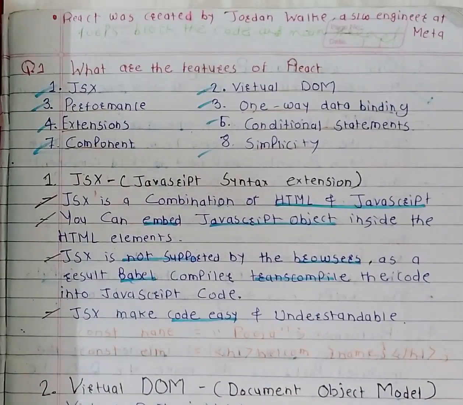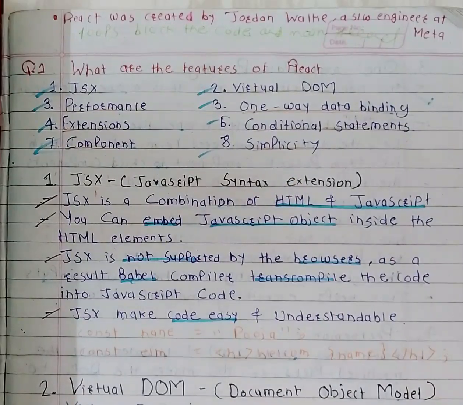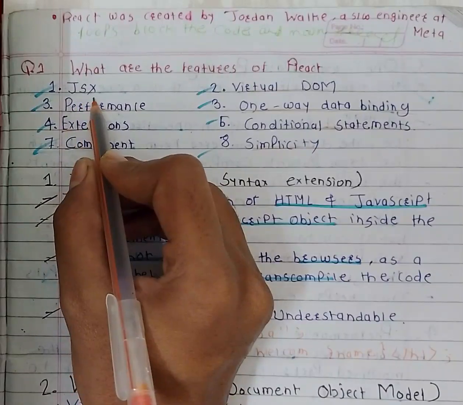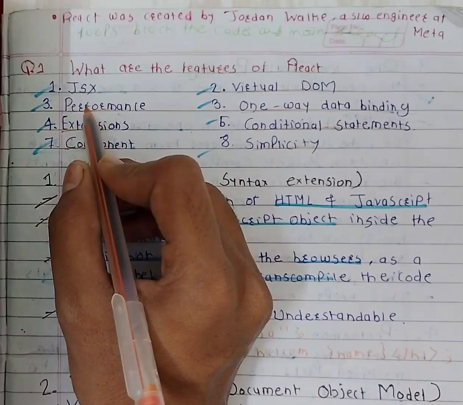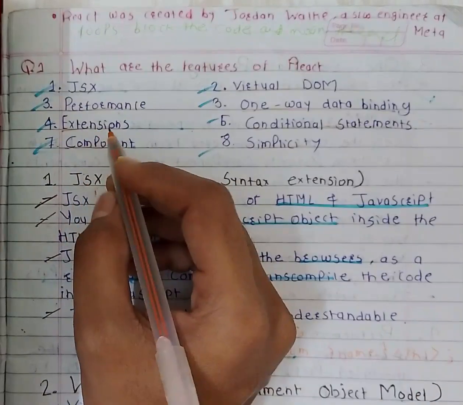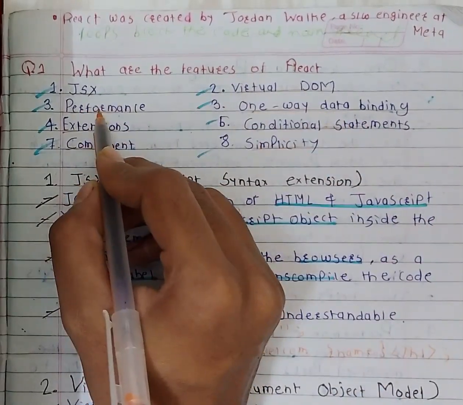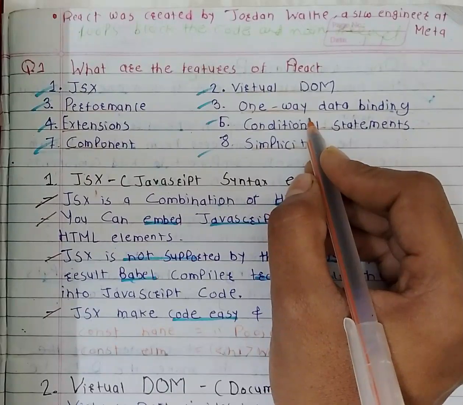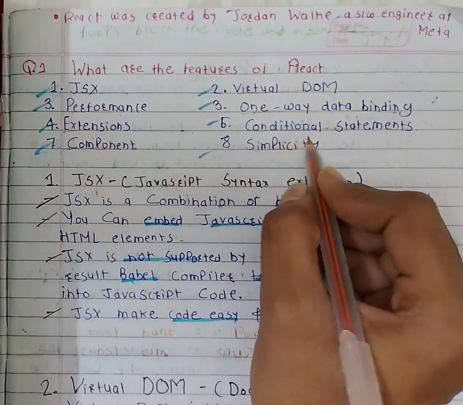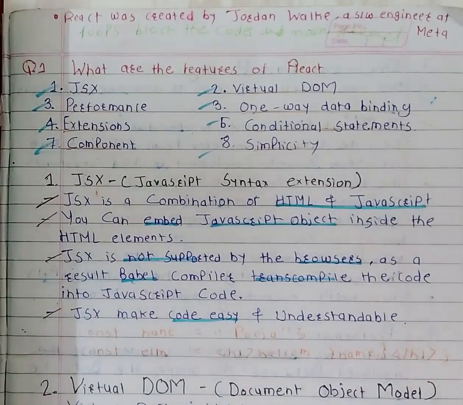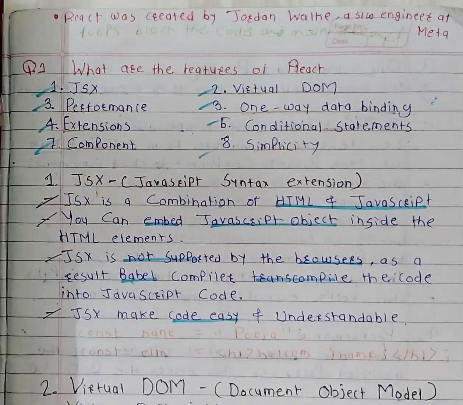There are mainly 8 React features, and we will go through each feature in depth. The first one is JSX. It is a JSX-based framework, or we can say it is basically a library. Then it uses virtual DOM. Then performance, it has one-way data binding. Then there are so many extensions. Then conditional statements, components, and simplicity. These are the features of React. We will go through each feature in detail.